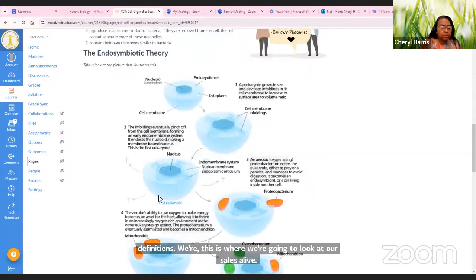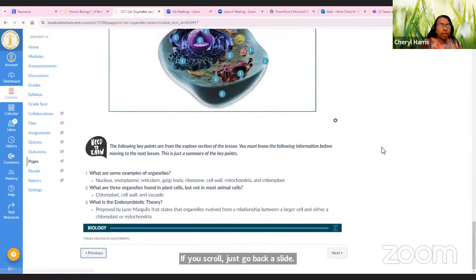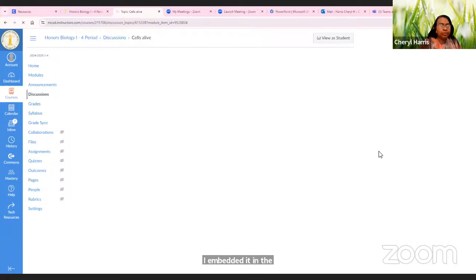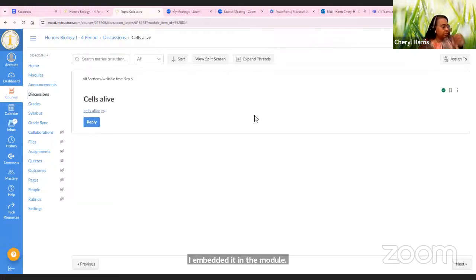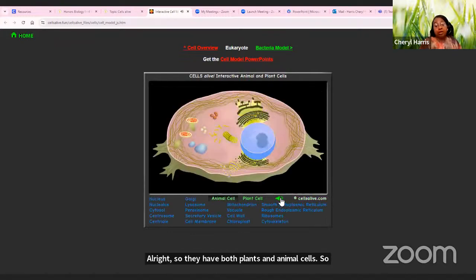So if you just go back a slide, I embedded it in the module. If you go back one in your module, you should come to this section. If you click on the link, it should take you here. This is where we got stuck the last time, but we should be all good today. They have both plant and animal cells. So when you click on the animal cell, you might want to turn the sound off because that's going to ding every time you do something.